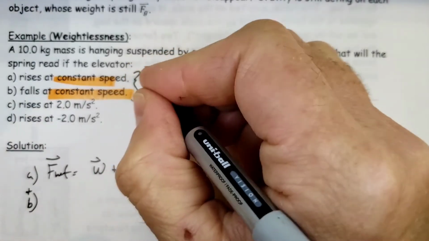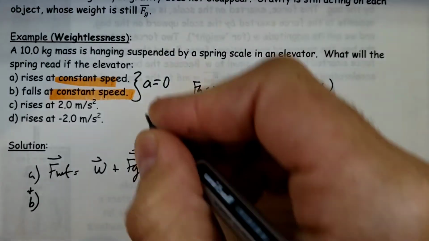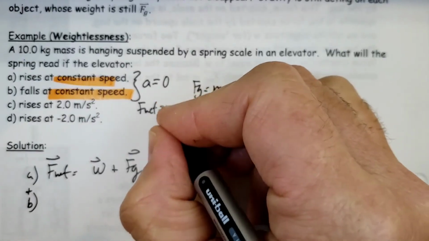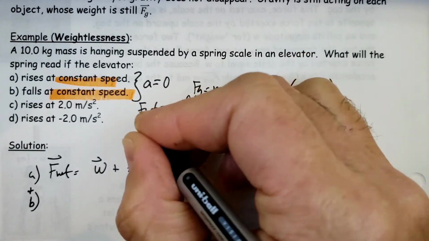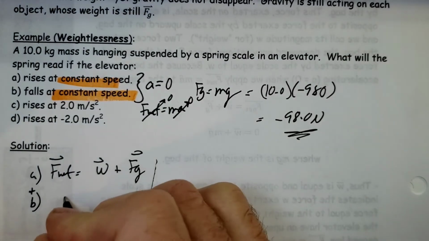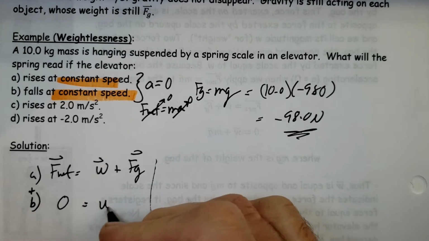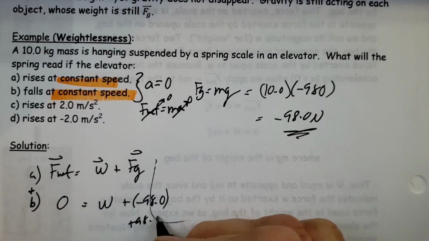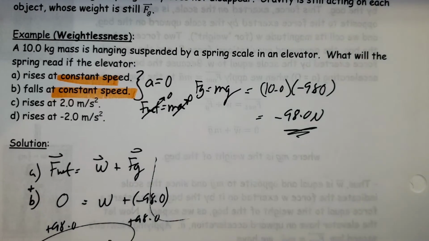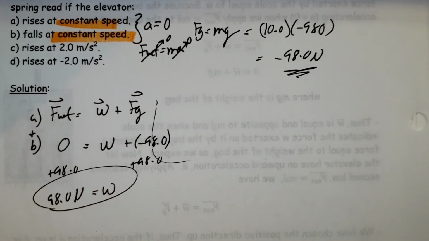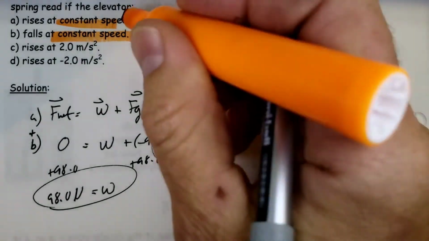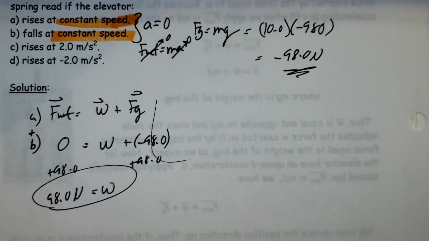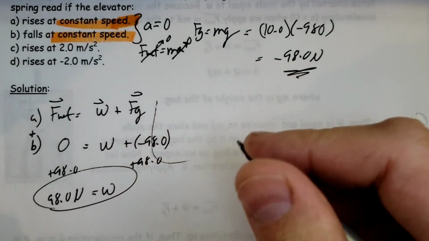At constant speed, A is equal to 0. And if A is equal to 0, then F net is equal to 0. So we have 0 equals W plus negative 98. So solve for W. W equals 98 newtons. So that's for A and B, whether I'm falling or rising. If it's constant speed, A is equal to 0. I'm not accelerating or decelerating, so we get that.